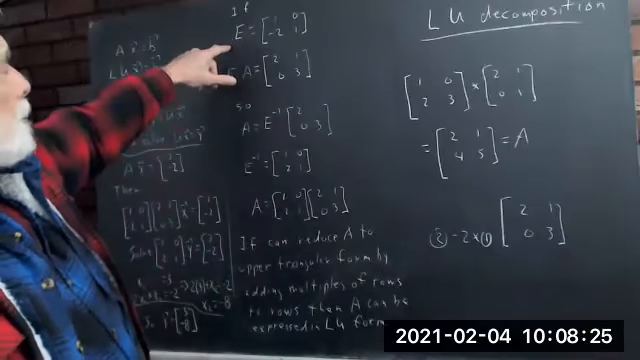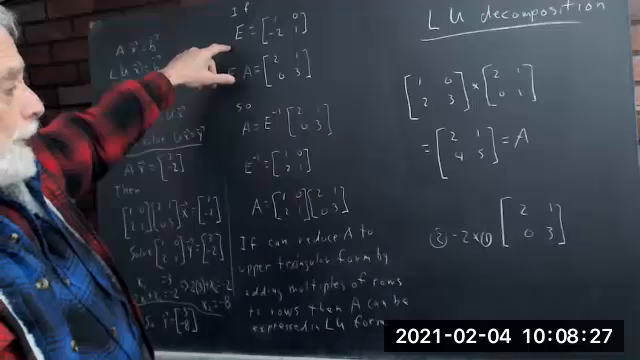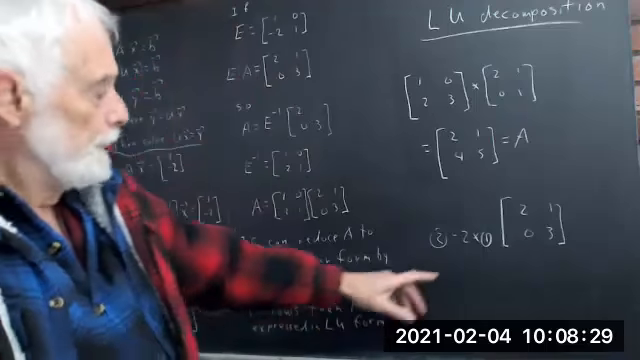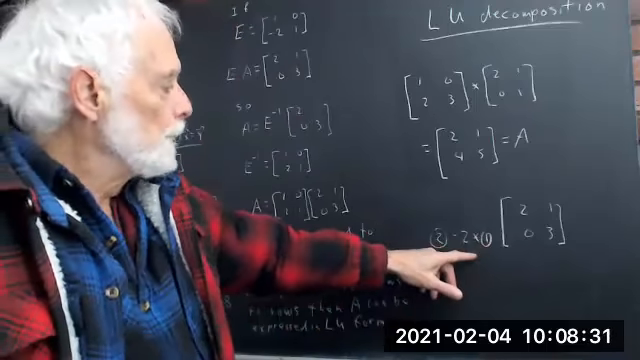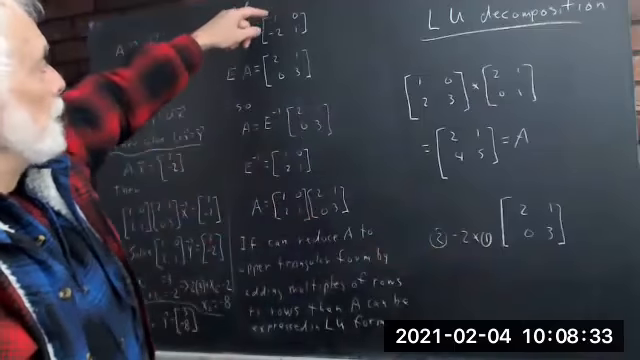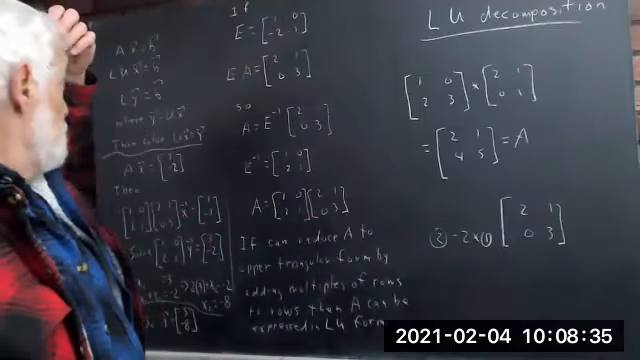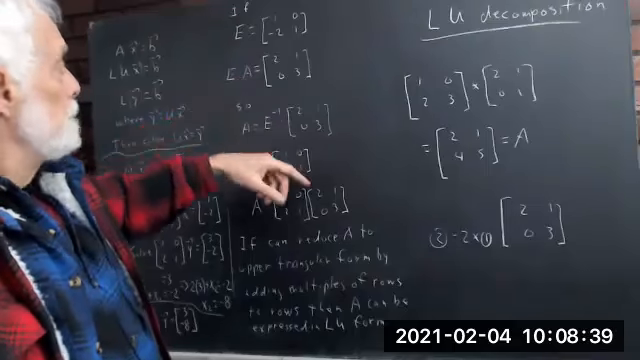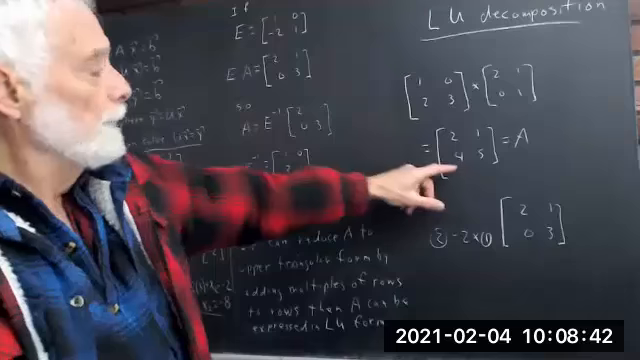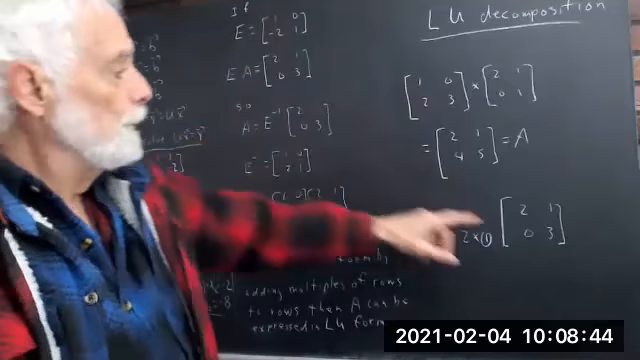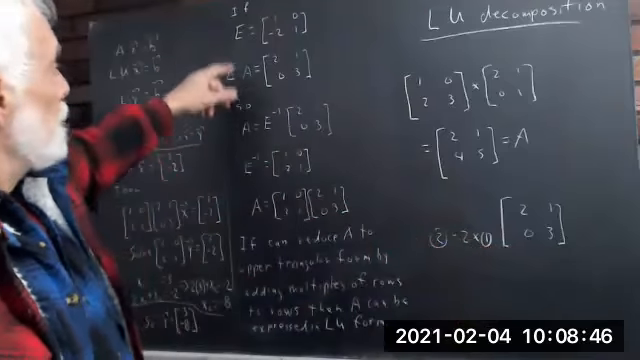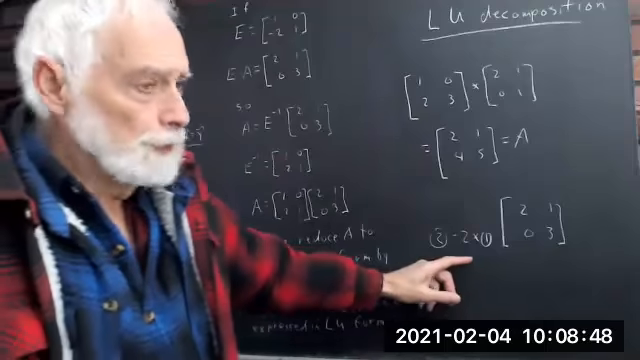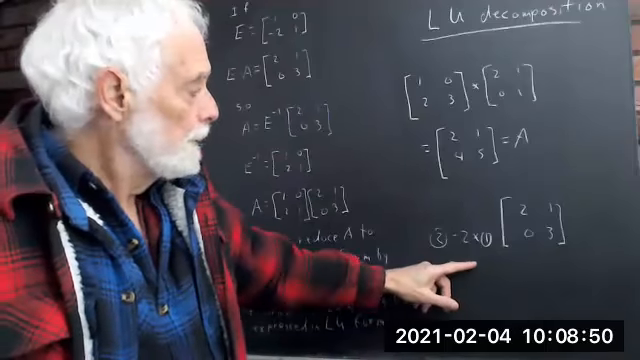Now, if E, elementary matrix, is the matrix you get from the identity when you subtract 2 times the first row from the second, then E is 1, 0, negative 2, 1. And E times A can easily be verified. Multiply this by this will give you this. Okay, so this is the elementary matrix that accomplishes this row reduction.